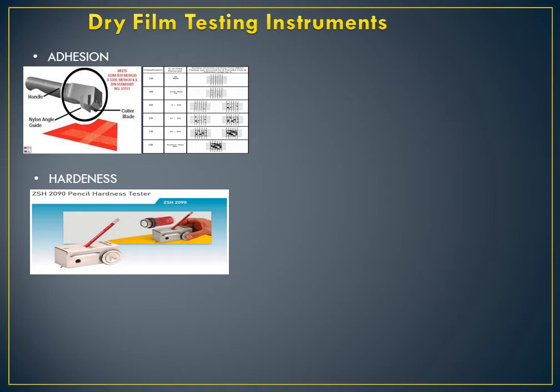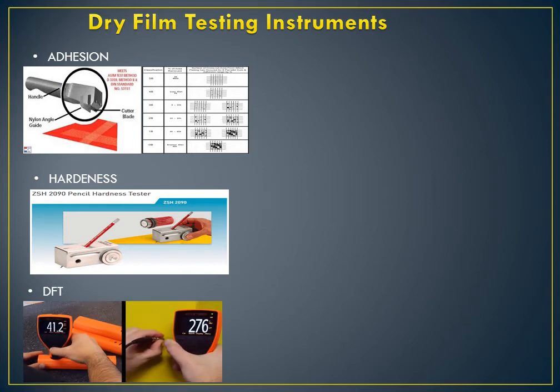For CED we check with a 1B pencil, and for a top coat we check with a 2B pencil, because the top coat is very soft and flexible compared to the first CED. So that's why we check with a 2B pencil.